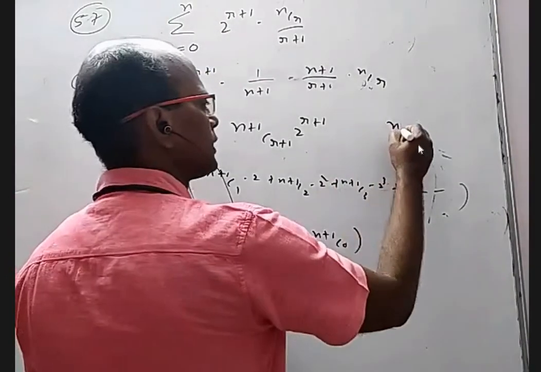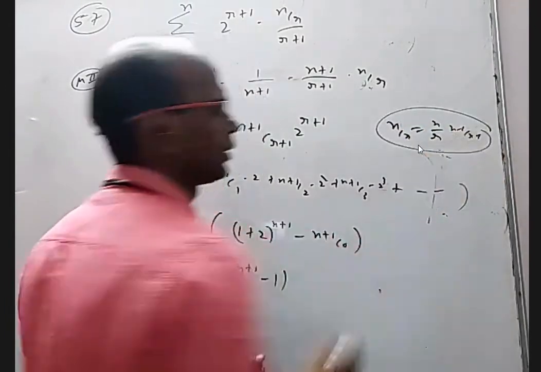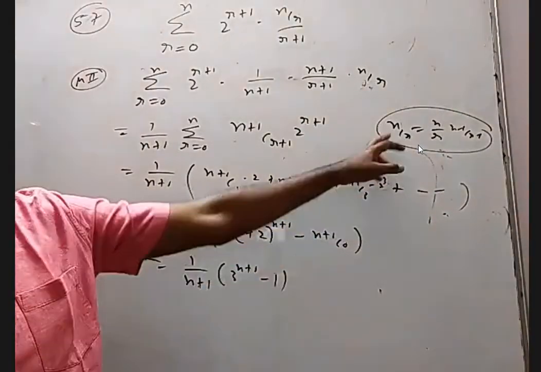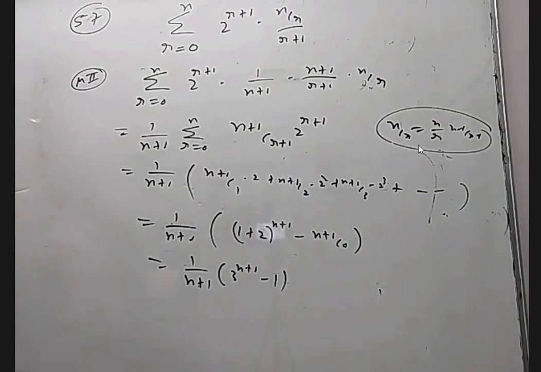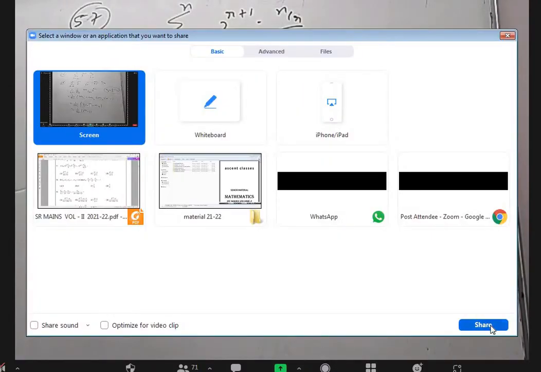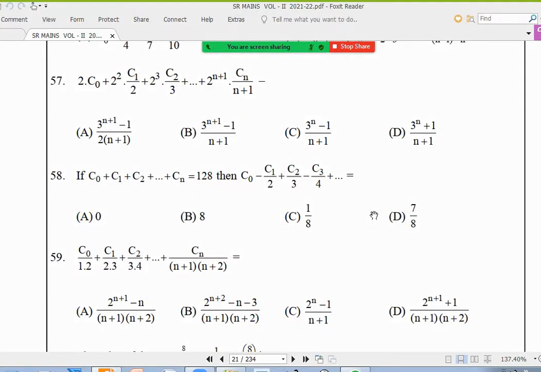What is that? nCr equal to n by r into n minus 1 C r minus 1. First time when we learned this formula, it is so simple, but we are using it in many places. That's a small thing. Okay, a small formula in math can be applied in many ways, in many complicated things.